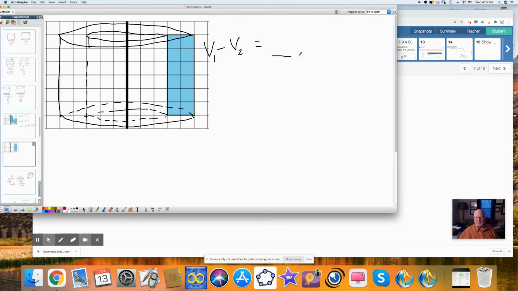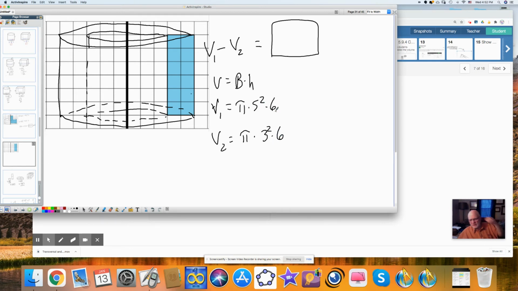Okay. Well, the volume of a cylinder is equal to the area of the base times the height, and that's what's true for the one or the other. So for the volume of 1, which is the big one, I'm going to have pi r squared, 5 squared, times the height, which is 1, 2, 3, 4, 5, 6. For the volume of the smaller one, I'm going to have pi times r squared, which is 3 squared, times 6.